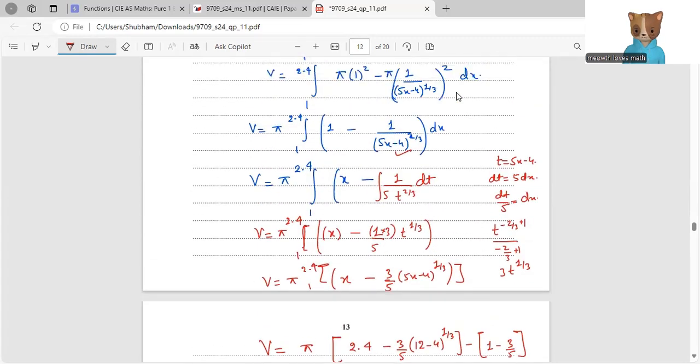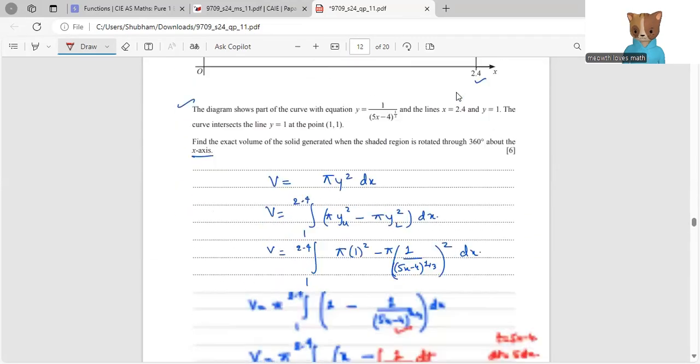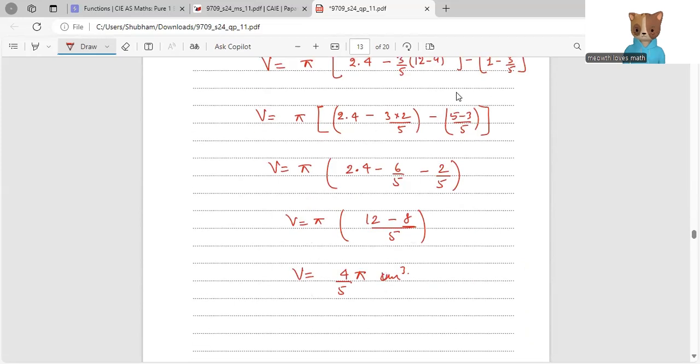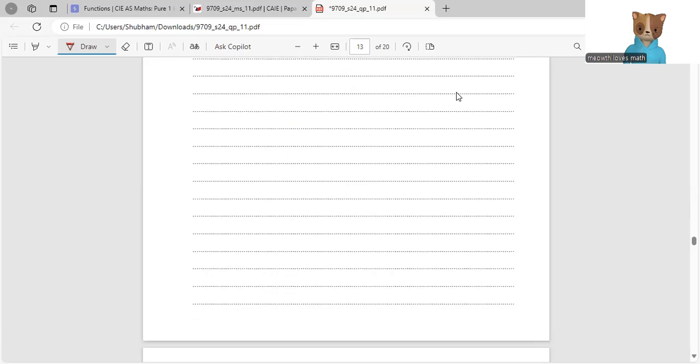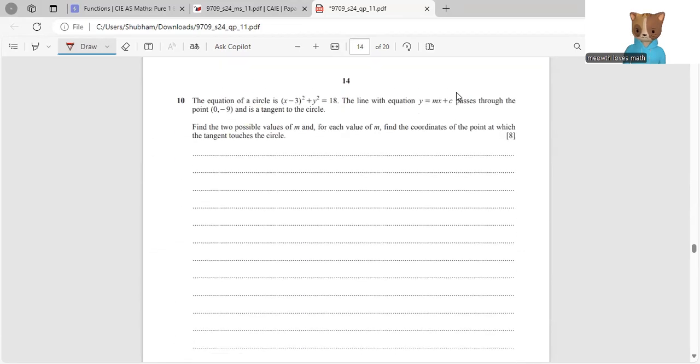If it is in centimeters, then centimeters cube. So nothing is mentioned. So unit cube, I'll write. So I'll just mention here unit cube. Okay. So that is the answer. Now, moving on to the next question.